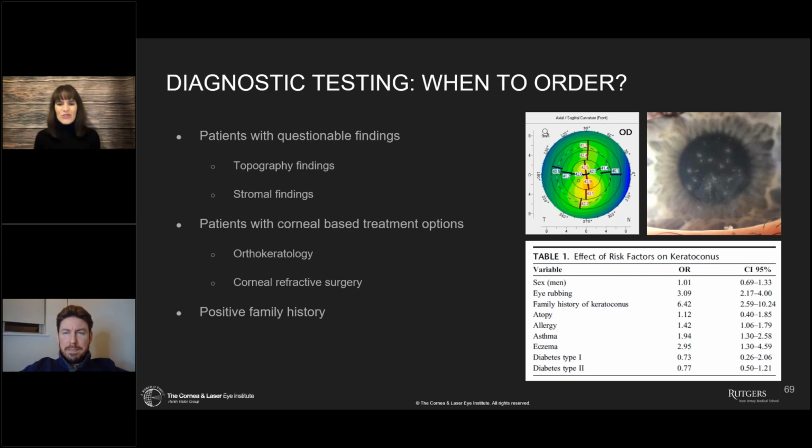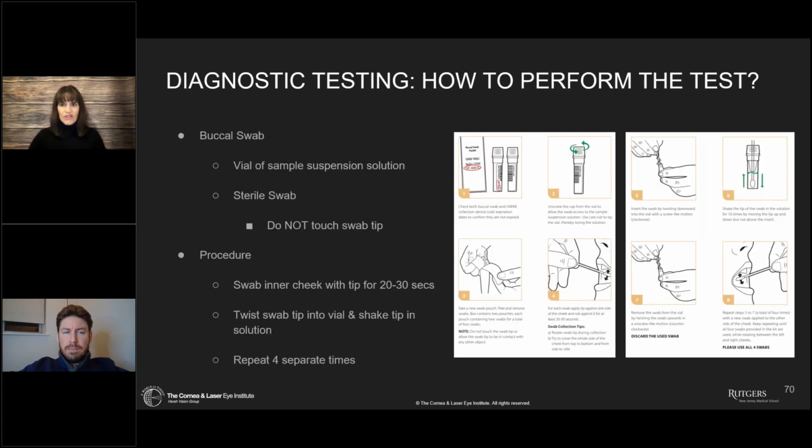But those who you've checked a corneal topography or tomography, John sort of mentioned earlier, but really important, those for myopia management. If you're thinking of doing a corneal-based procedure like ortho-K or a corneal refractive surgery, and you're kind of thinking, well, is it just myopia or is it more than that? Could it be keratoconus? Then that would be an ideal time to actually run the Avogen test and check for keratoconus. And of course, if there's a family history.